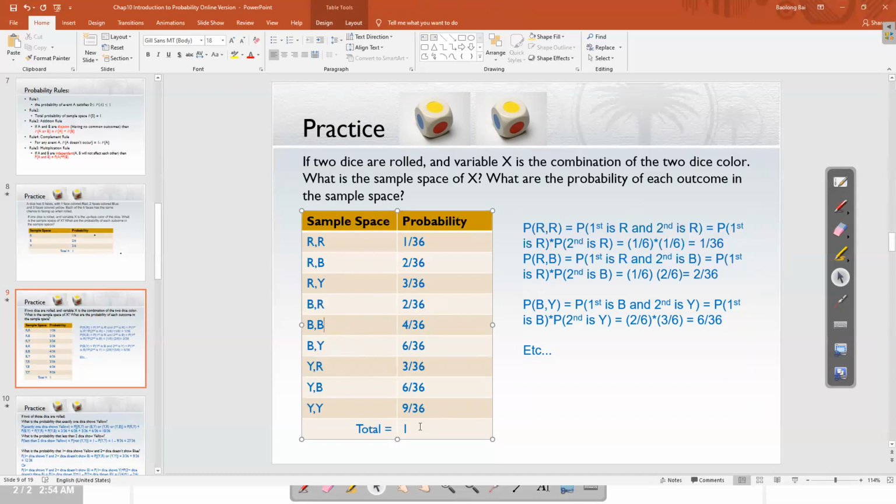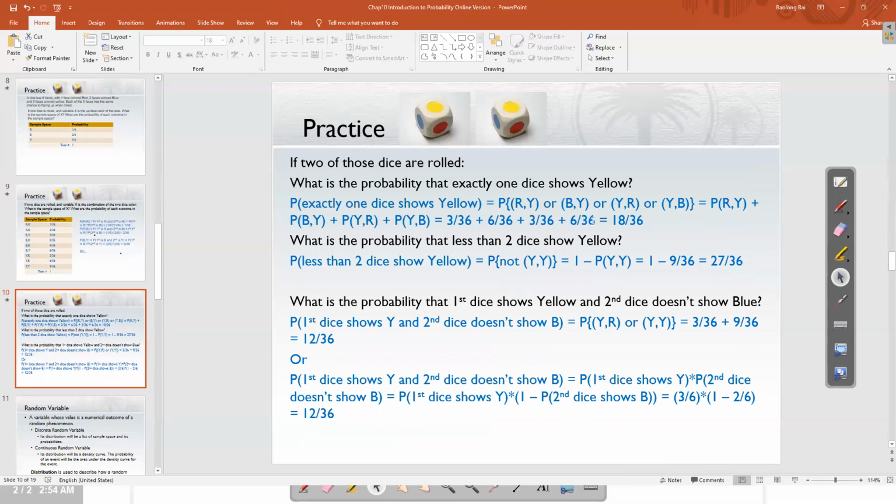And so on. After you get all the probabilities calculated, verify by adding them up to see if they equal 1. If the total doesn't add up to 1, that means some of the probabilities must have issues. There must be some incorrect probabilities, right? All right, so then we have more related questions.